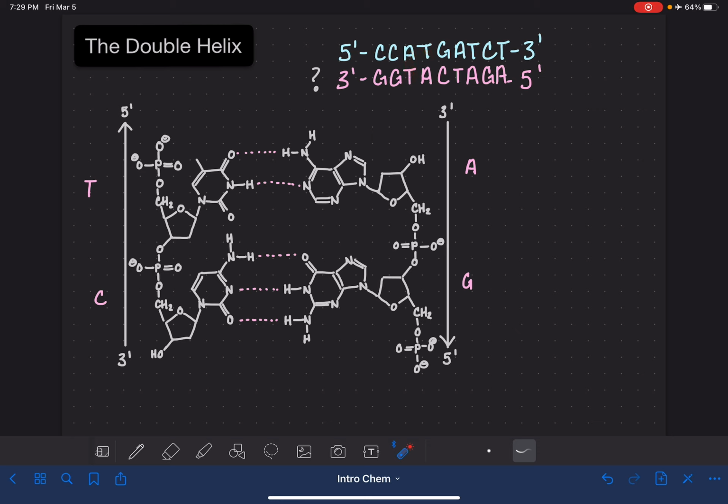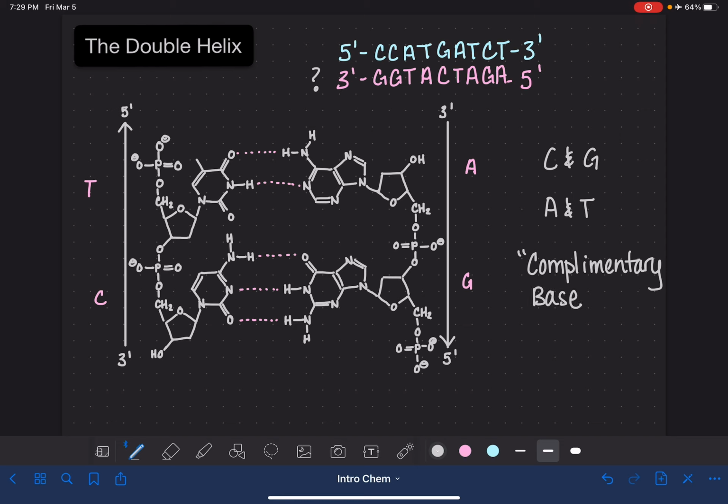And we refer to these combinations, C and G, and also A and T, as complementary base pairs. Complementary, because they complement each other. They are bases. They are pairs of bases that complement each other in DNA.